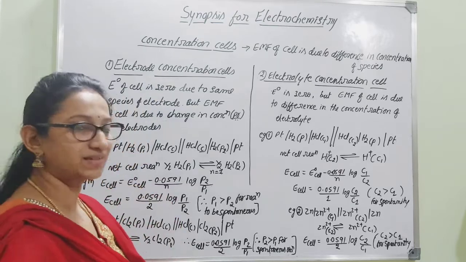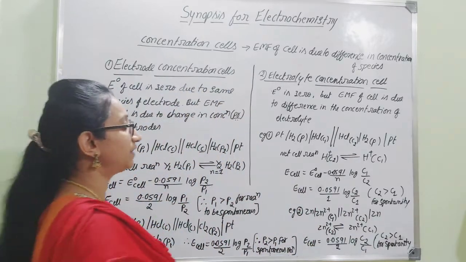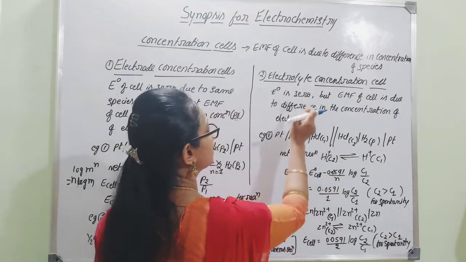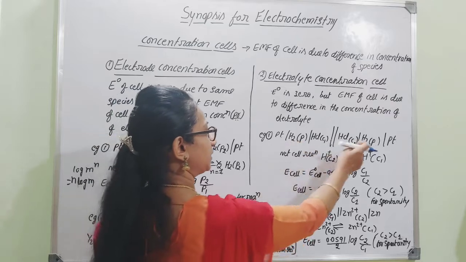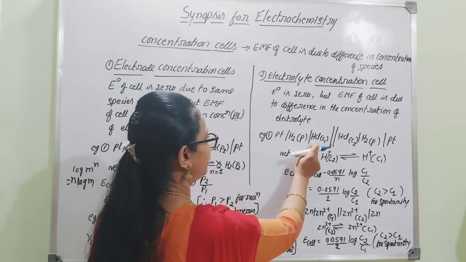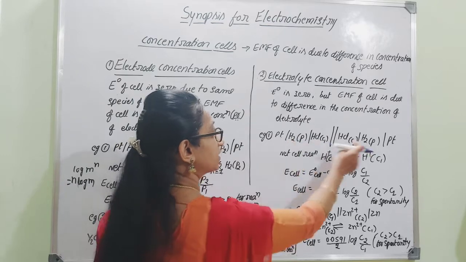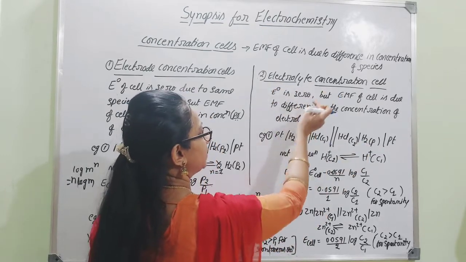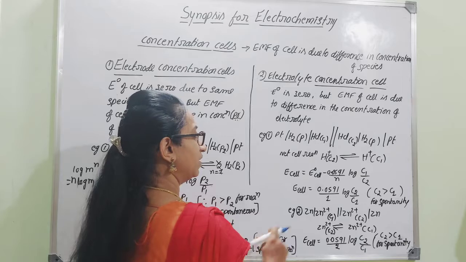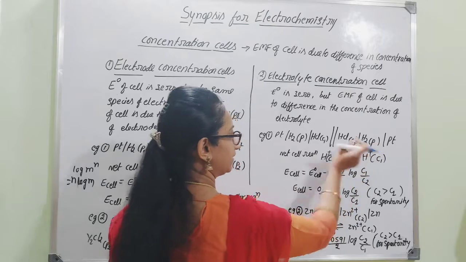Got it? Next, another concentration cell type, the electrolyte concentration cell. As the name indicates, it is called so because even though we have the same species of electrodes on either side, at anode and cathode, they differ in the concentration of the electrolyte, not the concentration of electrodes, mind it. So which is that electrolyte? HCl. Here it has concentration C1 on the anodic side and C2 on the cathodic side.